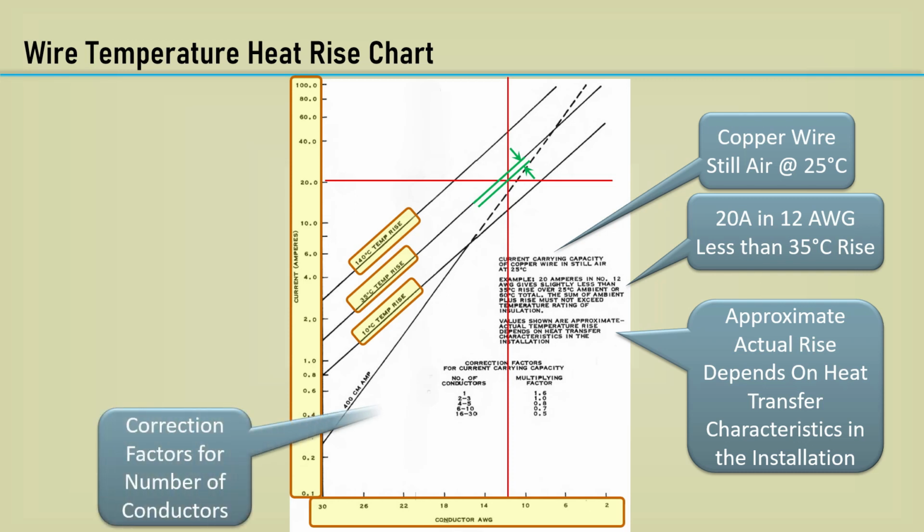The chart has correction factors for how many wires are in the bundle. The multiplying factor is 1 for a 2 to 3 wire bundle, which is most common. With more wires in the bundle, the wires add heat to one another.